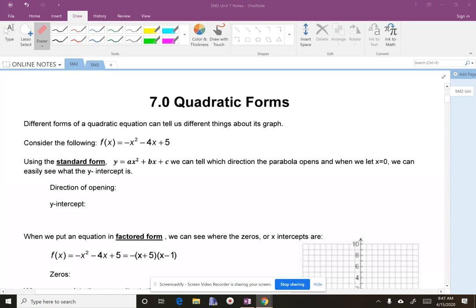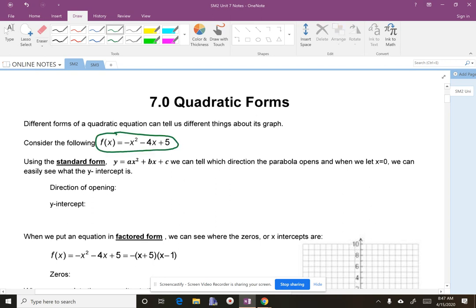So that's what we're going to do for 7.0, and we're going to give each of the tools that we learned a name, and what purpose they have for us. Okay, so the first thing we're going to talk about is we're actually going to use this equation right here: f of x equals negative x squared minus 4x plus 5.